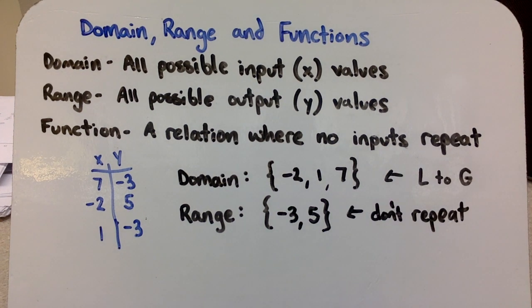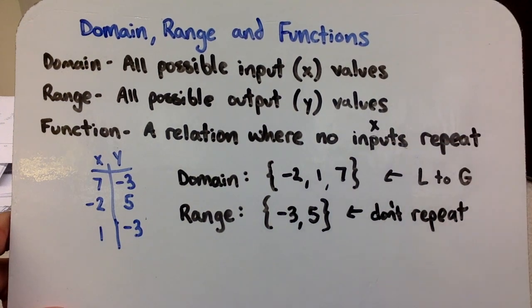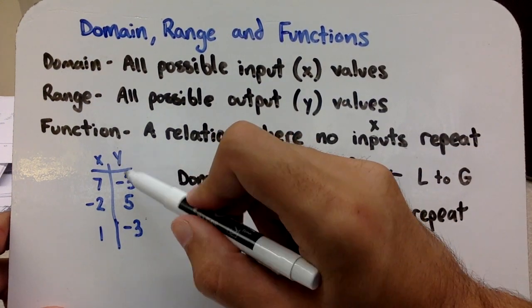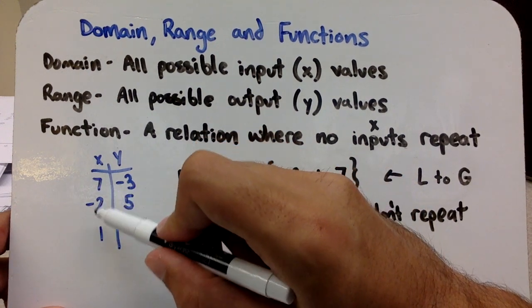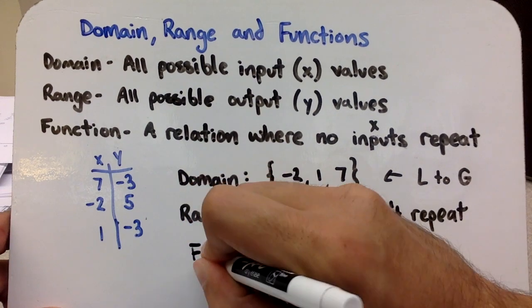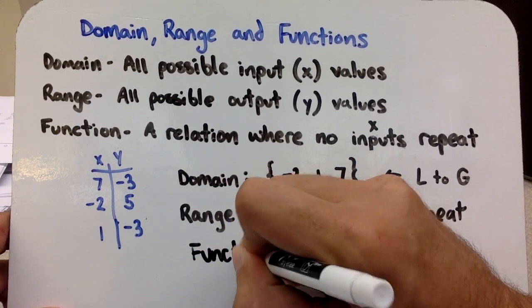The last thing I want to do with this example is look and see if it's going to be a function. Make that decision here. Remember, a function means none of your x's repeats. I do have this -3 that happens twice, but that's a y. I don't care about that at all. I look at my x's. All of those are different numbers, so that means this is going to be a function because my x's do not repeat.